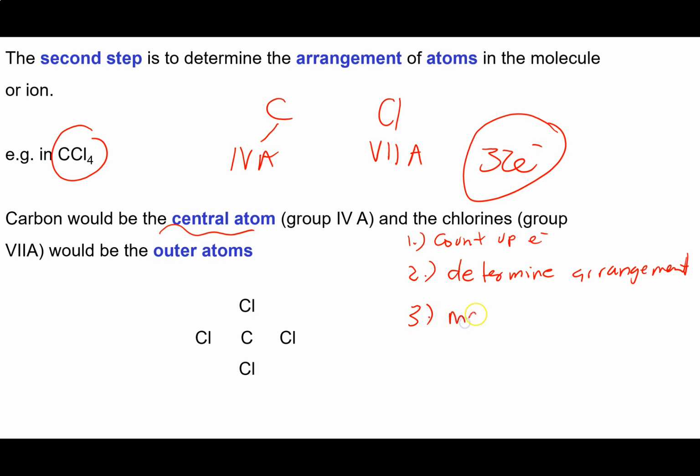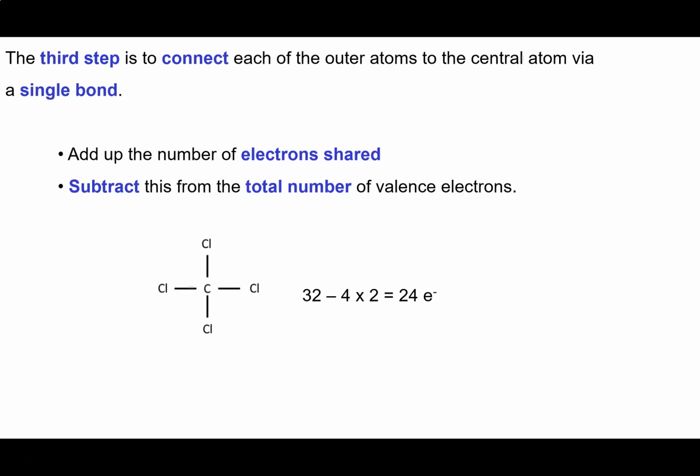Well, we're going to have to make some bonds. We're not going to have any kind of molecule at all unless we make some bonds. So we need at the very least one bond between each of the outer atoms and the central atom, or otherwise we don't even have a molecule. So our third step is to connect each of the outer atoms to the central atom via a single bond.